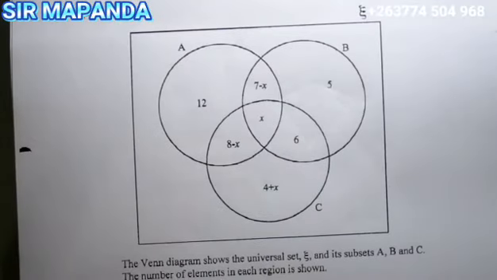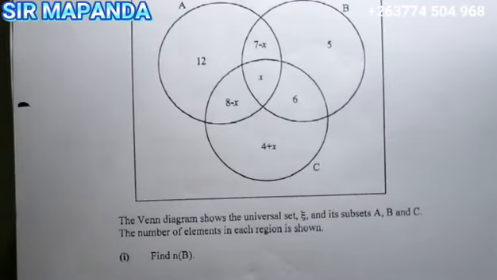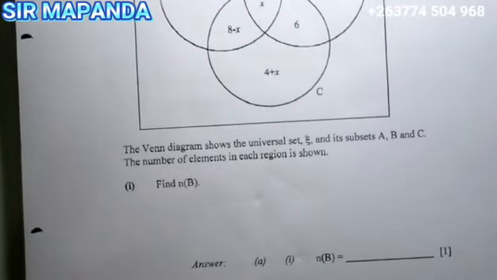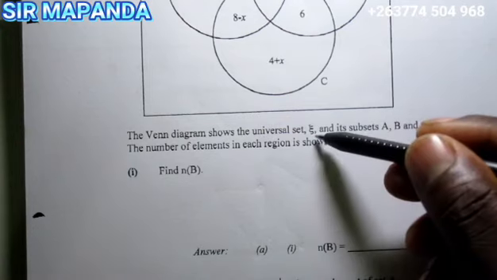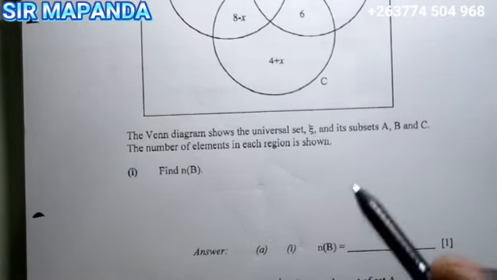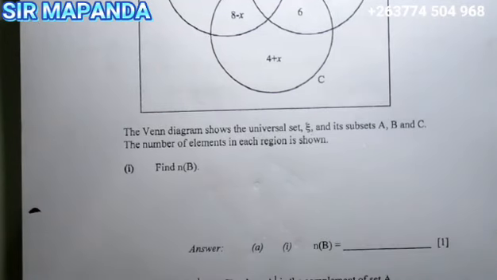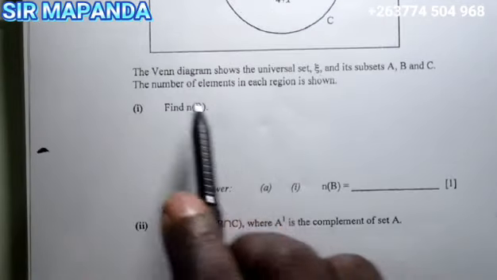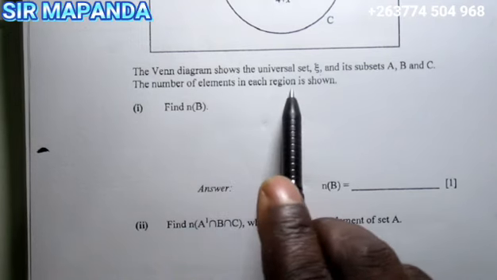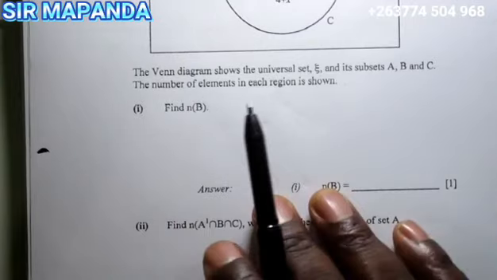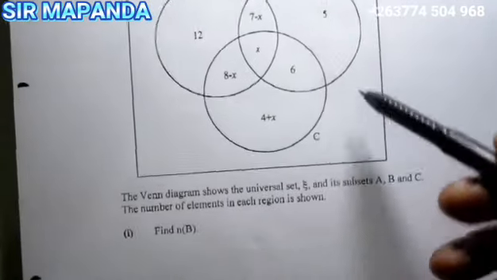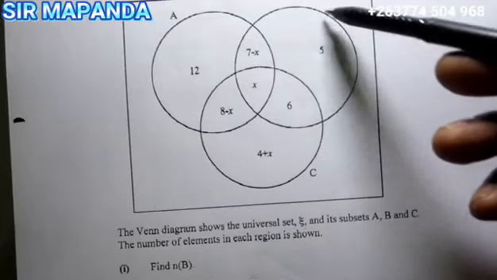On question number 4, we are being given 3 subsets which are A, B, and C in a Venn diagram drawn. It reads, the Venn diagram shows the universal set, which is being represented by this sign, right? Then it reads, and its subsets A, B, and C. The number of elements in each region is shown. Find the number of B, right? So to find the number of B, you have to add all the terms in the circle B.